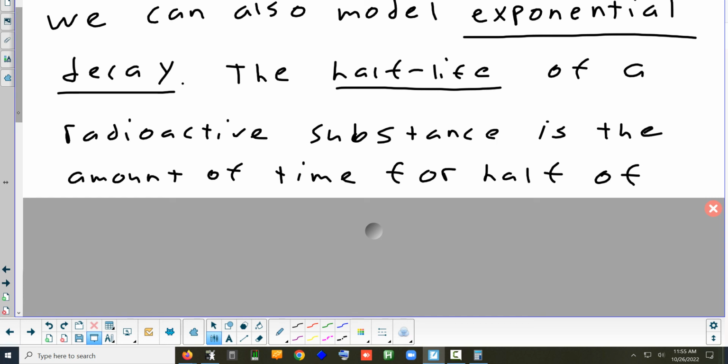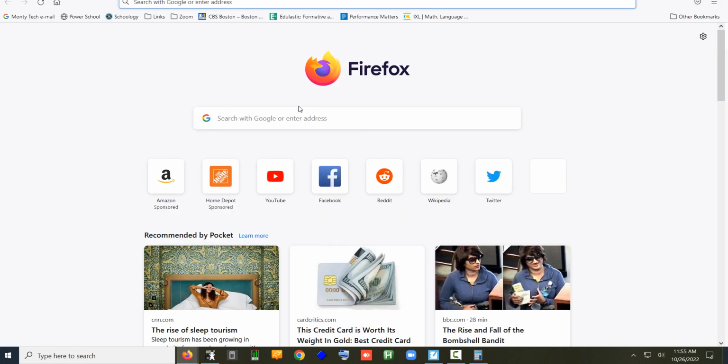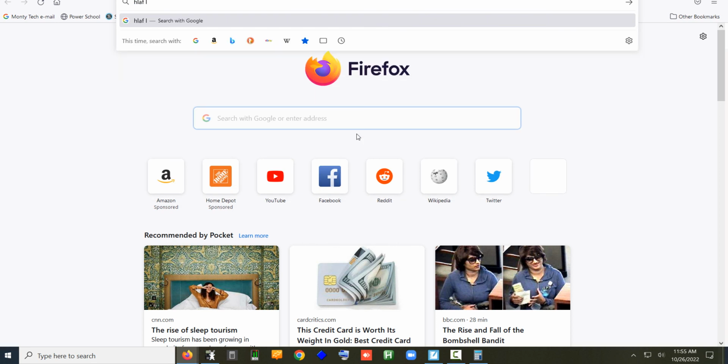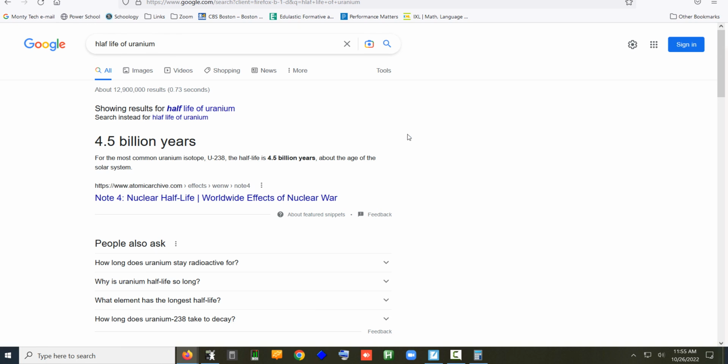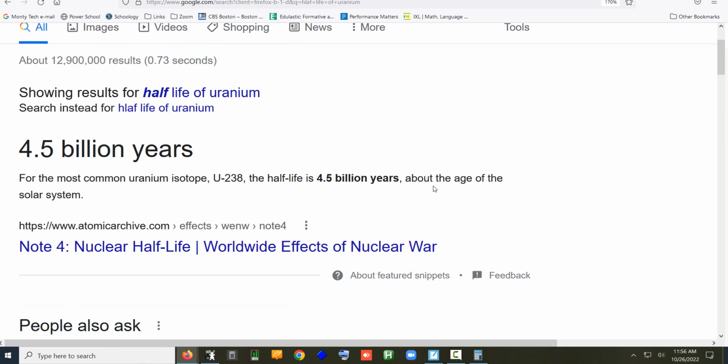So if we just look up half-life of uranium. Okay. So I don't know if you can read it or not, but it says that the half-life of uranium is 4.5 billion years. So what that means is, let's say you make a pound of radioactive uranium from a nuclear power plant.